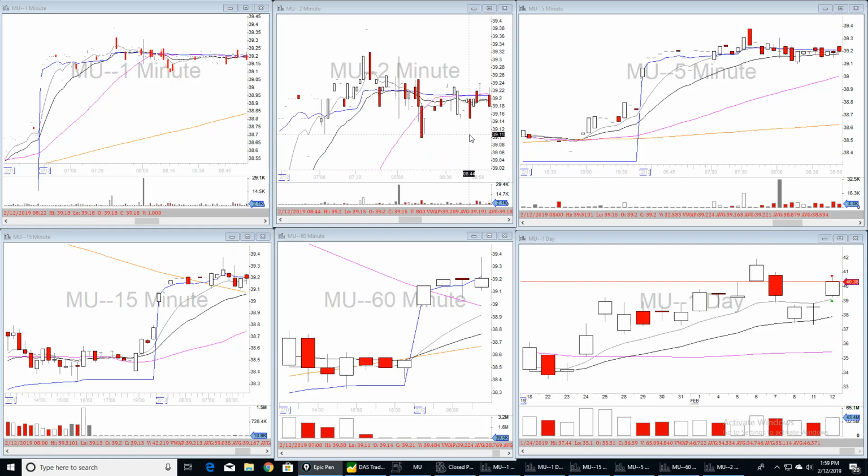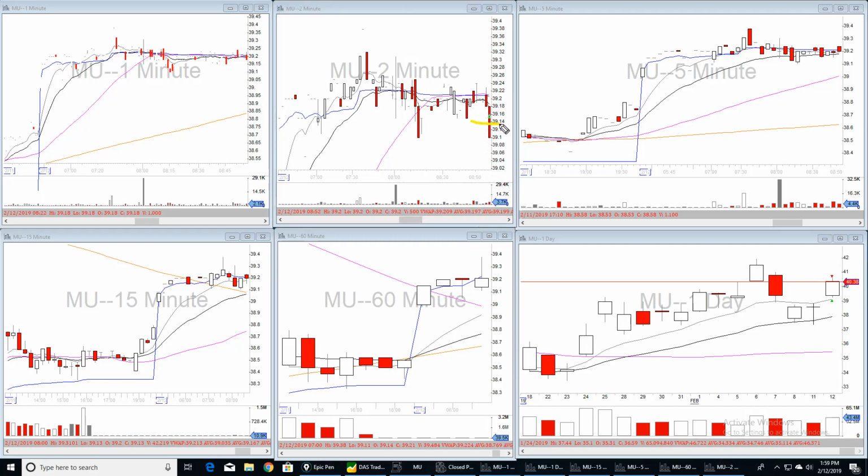Okay? And I couldn't believe it when I was seeing this, and I called it out in the chat, and I mentioned MU could definitely run, and then I executed. I put in a limit order right here, got filled at 39.15. I had to wait for a few minutes, and then check this out.